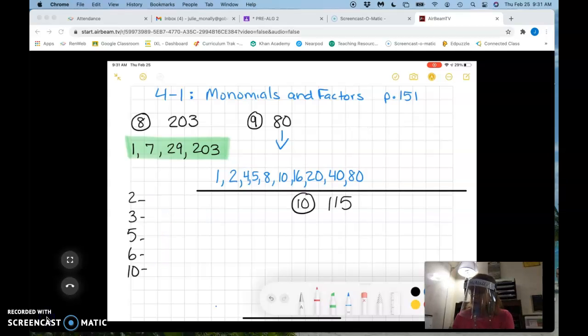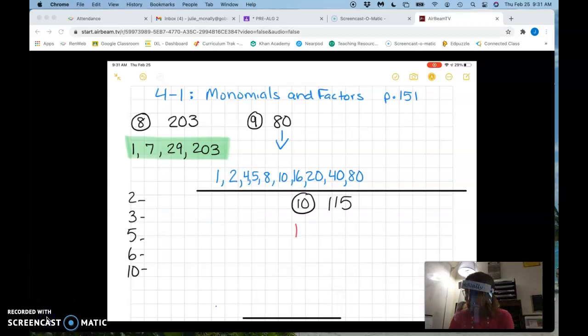All right, so for 115, again, we're going to start with 1 and 115. And we're going to say, can we divide it by 2? Does 5 divide evenly by 2, if I'm looking at the ones place? No. What about 3? If I add up the digits, does that number divide evenly by 3? No. So what's automatically out?